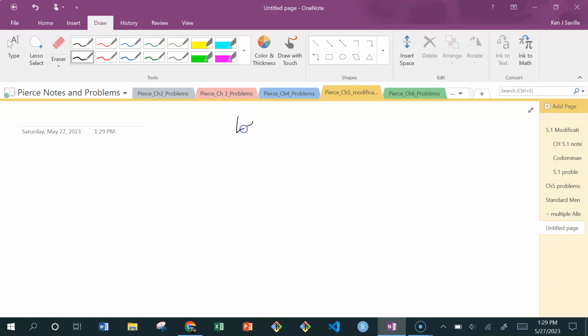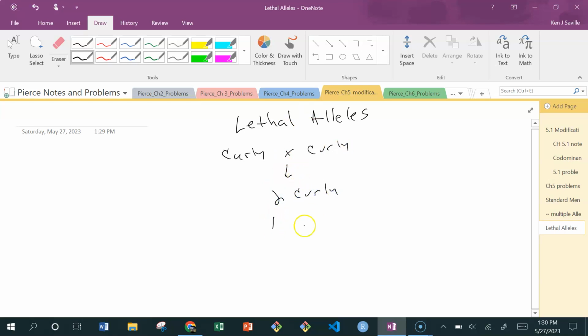So lethal alleles, and the classic example for this is in Drosophila. If you take two curly winged flies, you always get a 2-to-1 ratio of curly to straight. And straight we're going to call wild type. Wild type always means the normal type of wing or the normal phenotype in whatever organism. So for this gene, we have a straight wing or we have a curly wing. It kind of looks like that.